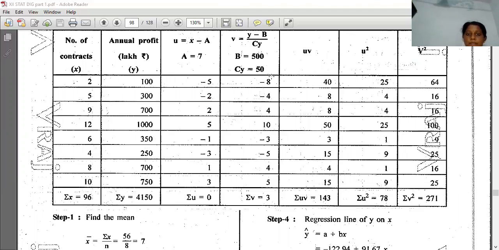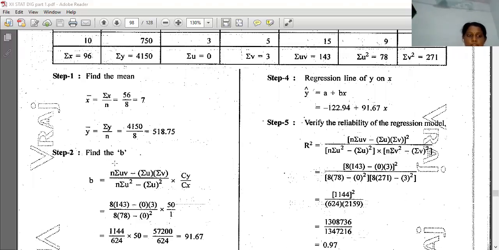Okay, here uv, that is u into v, and u square, that is the u column squared, and v square. V square, why have we found it? Because we are using the regression r formula. Okay, reliability method. So this is our step 1. X bar 7, y bar 518.75, that we have done.